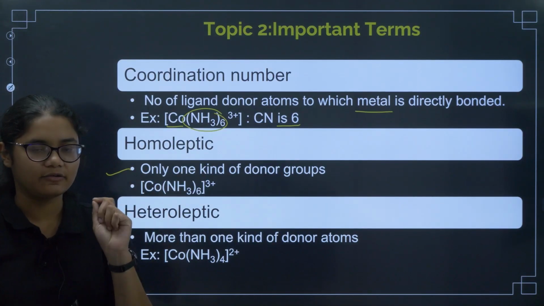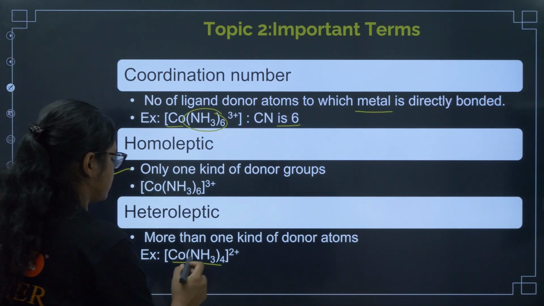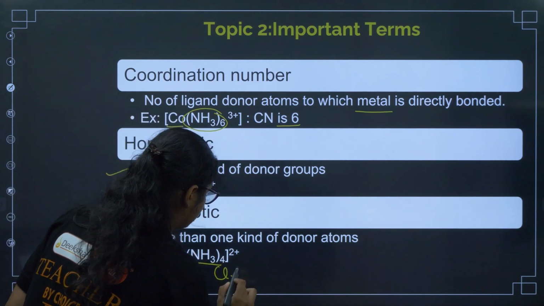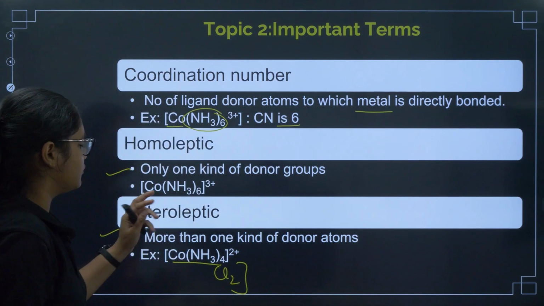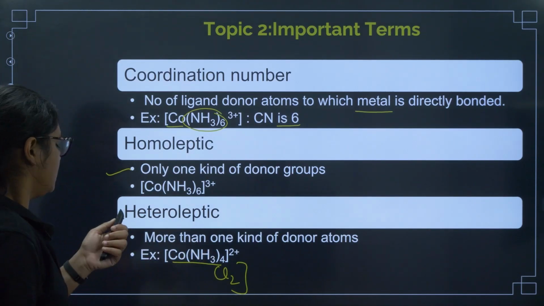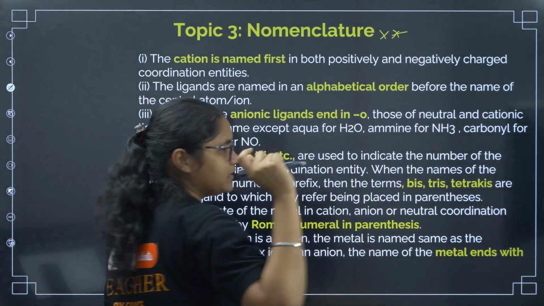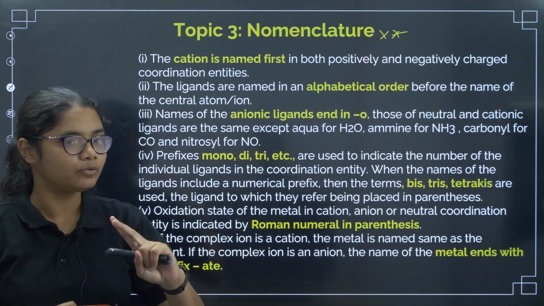Now homoleptic and heteroleptic complexes are very simple concepts. If only one kind of ligand is there, then it is homoleptic. If more than one kind, for example NH3 four and Cl2, so if we have more than one type of ligand, then we call it heteroleptic. Next, coming to nomenclature, very, very important. I will briefly explain the rules and then we will do two examples.